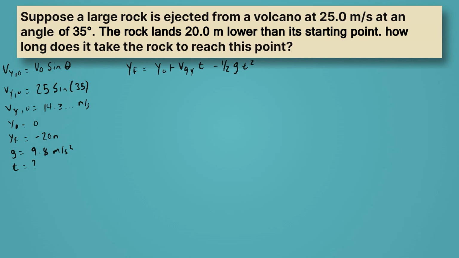Okay, so let's go ahead and plug in what we know. Our y final is minus 20. Our y initial is 0. Plus our velocity initial in the y direction. We're going to go ahead and just write that as 14.3 from now on. But remember, that's the number we want to keep the whole thing of in our calculator. Minus 1/2 times our gravity, which is 9.8, t squared.